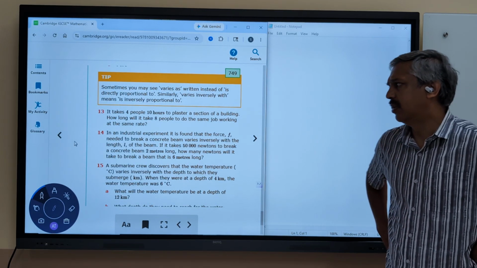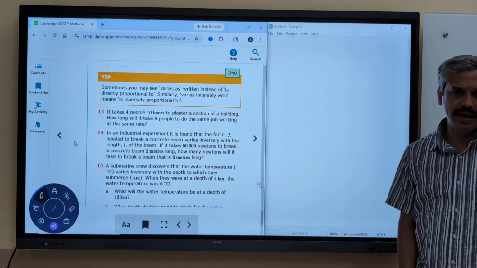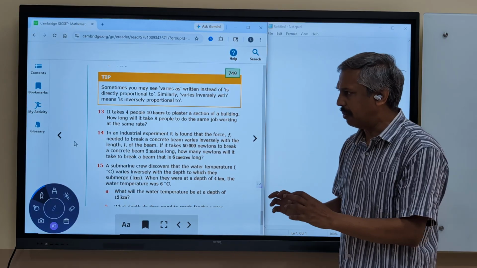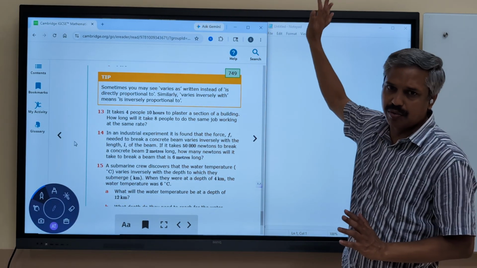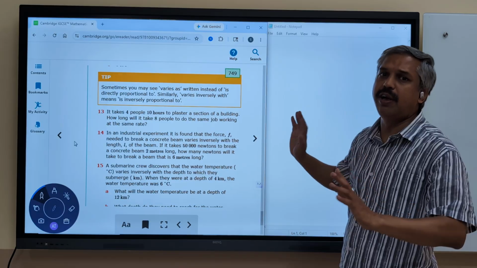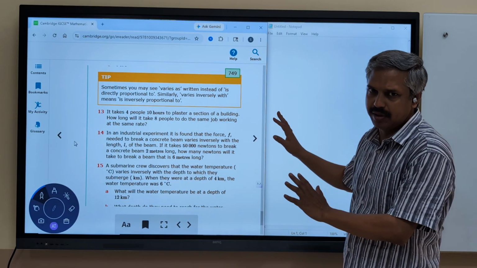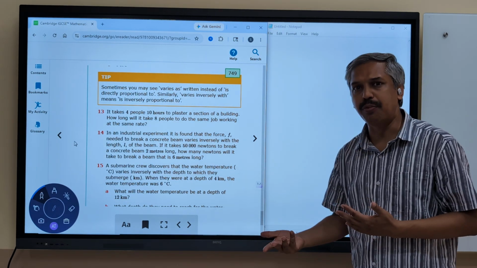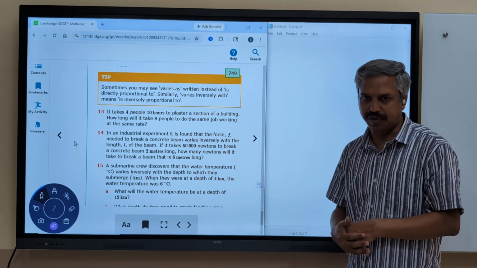It takes 4 people 10 hours to plaster a section of building. See, it is an open secret. If you employ more people, let's say you have to plaster this wall. If there is only one man, it will take a longer time. If there are 2 men, it will take lesser time. If there are 3 men, it will take even lesser time. So the more people you put to work, the faster the work should finish.